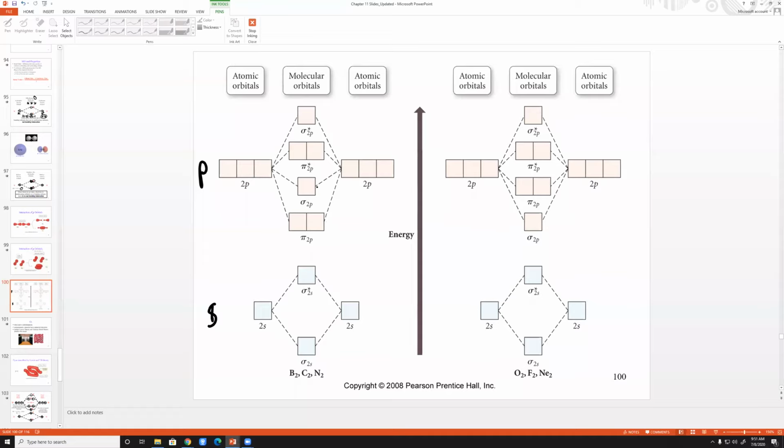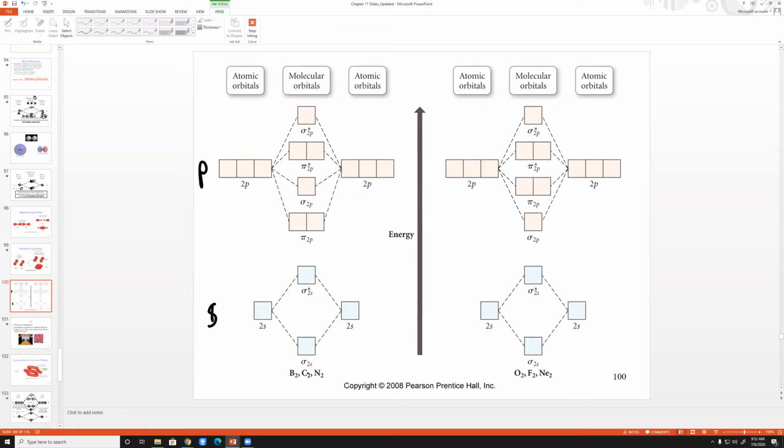The point I'm trying to make is, you see how both of these are different? These are both for the p orbitals. The s orbitals are the same. They work the same for every atom or every molecule. But I hate teaching this part because it's just the way it is.